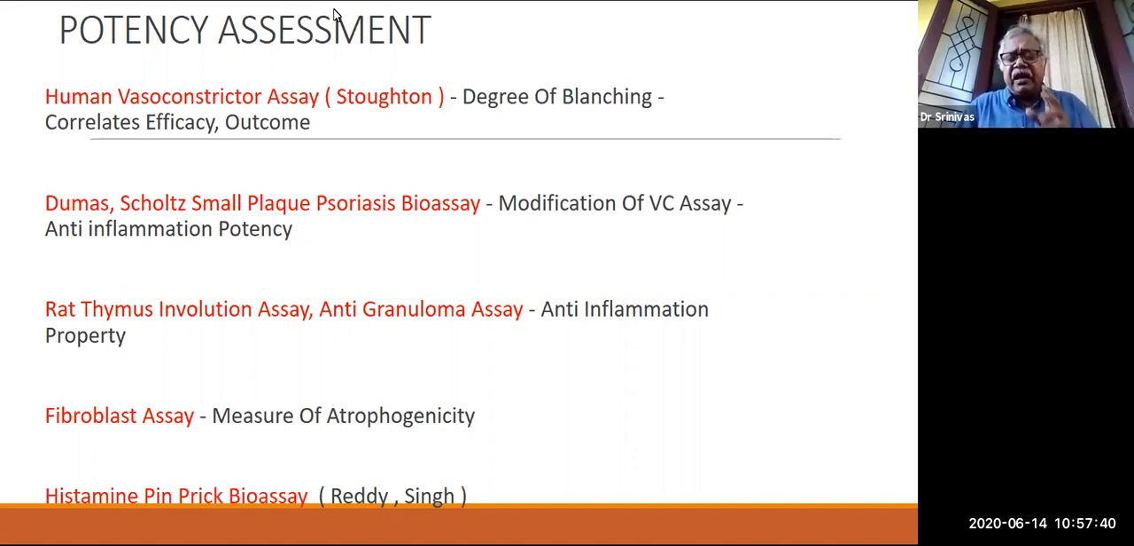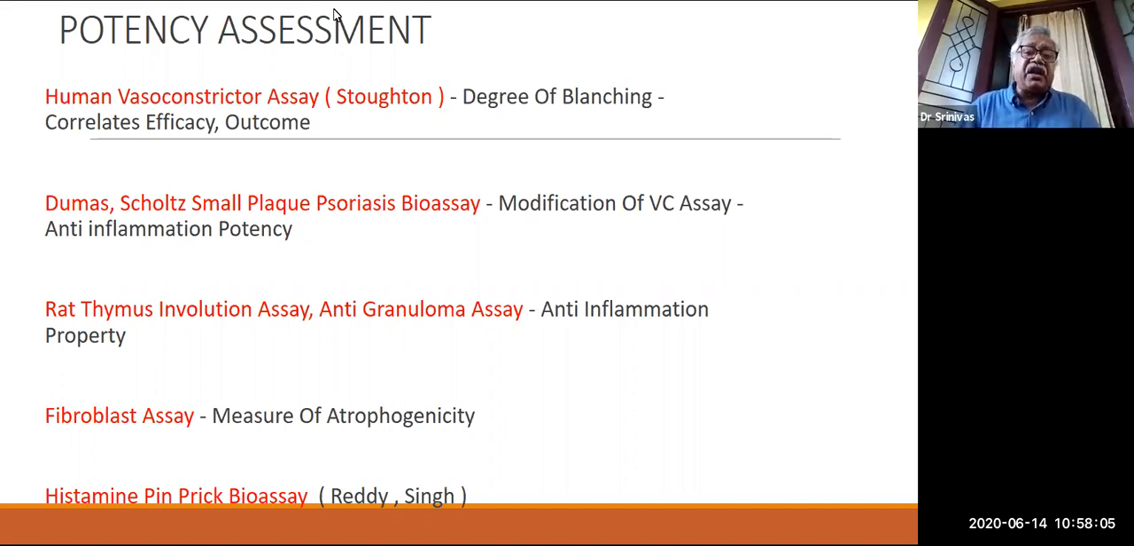Unfortunately, this blanching action of steroid is neither anti-inflammatory nor anti-proliferative. It is a totally unrelated action. And based on its efficacy on this unrelated action, the potency of steroid is classified. However, fortunately, in practice, we find that those which come out more potent by this assay are more potent, and those which are less potent by this assay seem to be less potent.